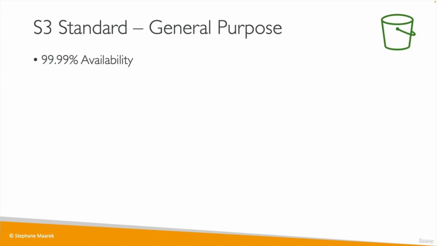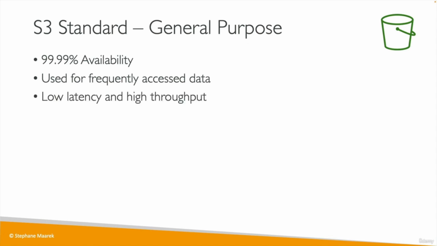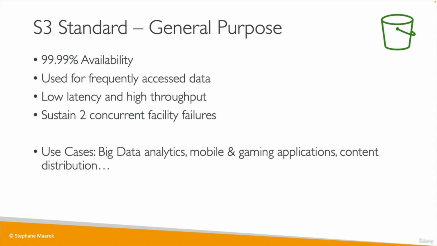Okay, so S3 Standard has 99.99% availability. It's going to be used for frequently accessed data. This is the kind of storage you use by default. And it has low latency and high throughput. It can sustain 2 concurrent facility failures on the side of AWS, and the use cases for it are going to be big data analytics, mobile and gaming applications, as well as content distribution.